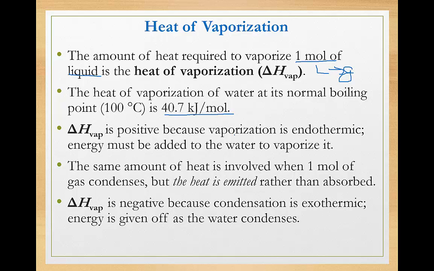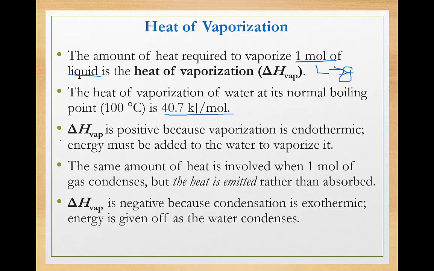Now, again, don't worry about memorizing that number. That would be a value that is given to you, but we want to look at how we can use that value to do some calculations. We'll get there in a few slides. Now, notice that it's a positive number. Heat of vaporization is positive because vaporization is endothermic.